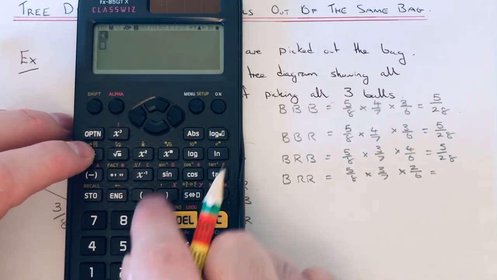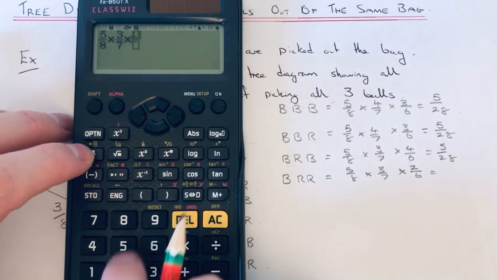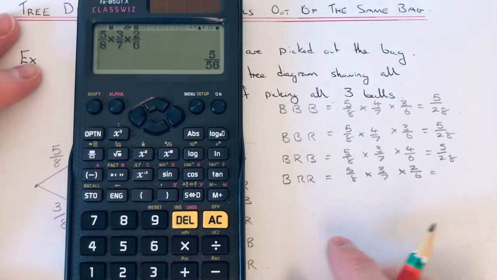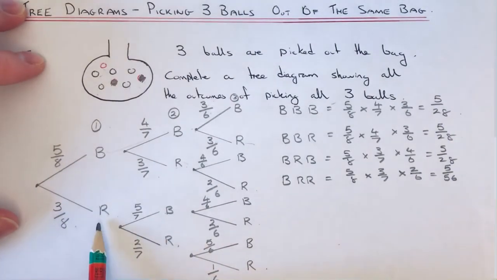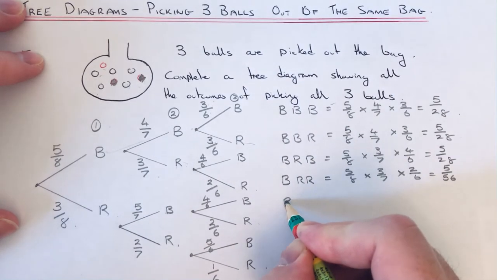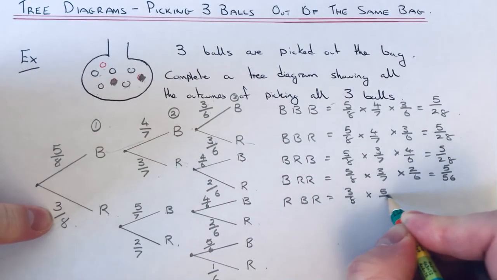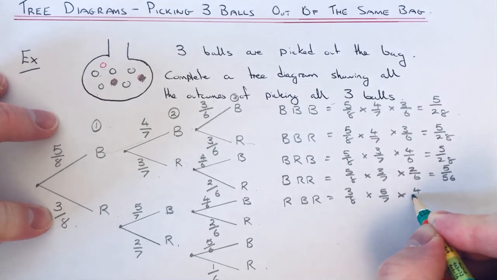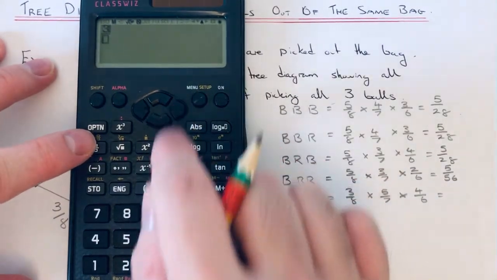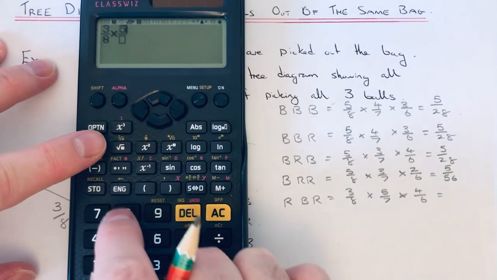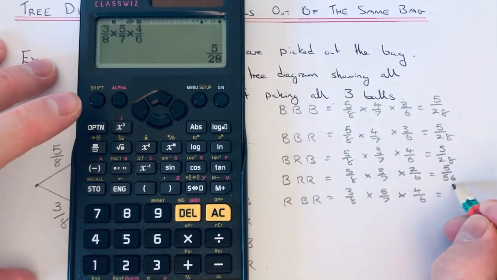So we've got 5 eighths times 3 sevenths times 2 sixths. So that is 5 fifty-sixths. So our next one would be red, black, black. That is 3 eighths times 5 sevenths times 4 sixths. So we've got 3 eighths times 5 sevenths times 4 sixths. So that's 5 twenty-eighths as well.